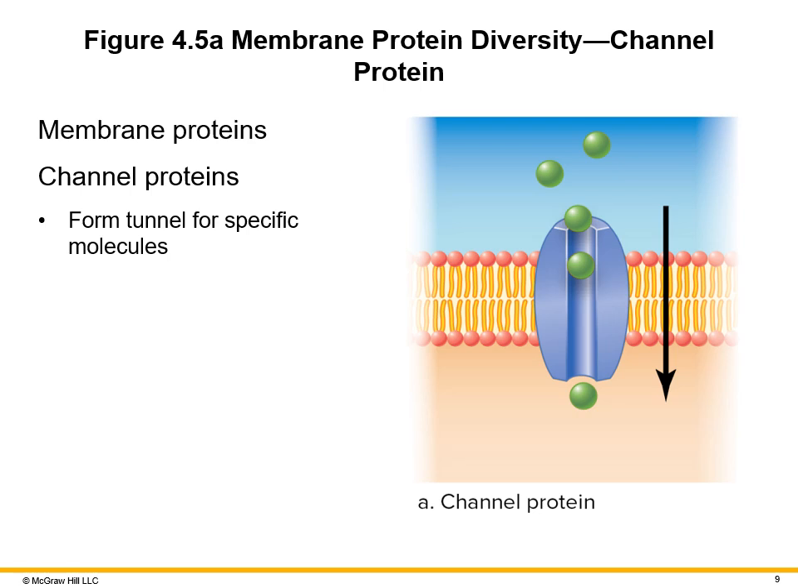So let's take a look at the different classifications of proteins that can be embedded in the cell membrane. We have channel proteins, which are important for transporting certain molecules across the cell membrane. The channels are like tunnels for specific molecules. An example of a channel protein would be aquaporin, which transports water across the cell membrane.